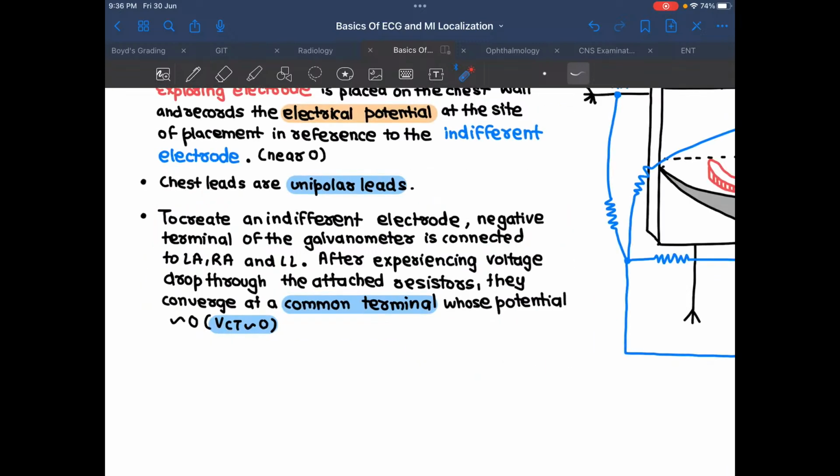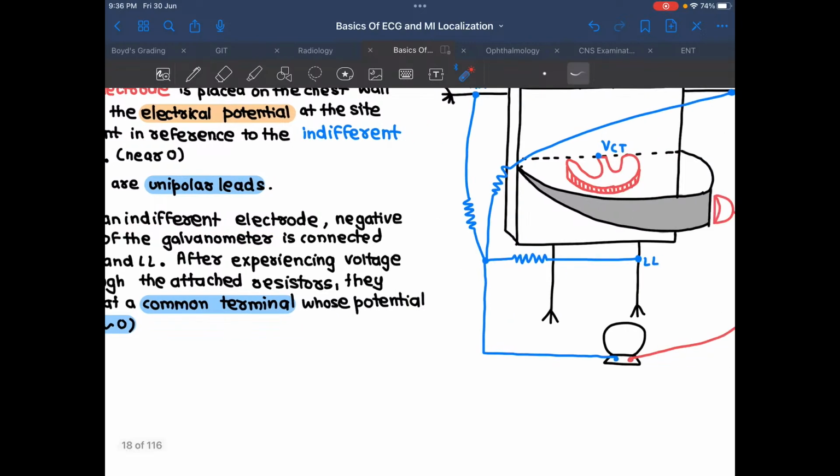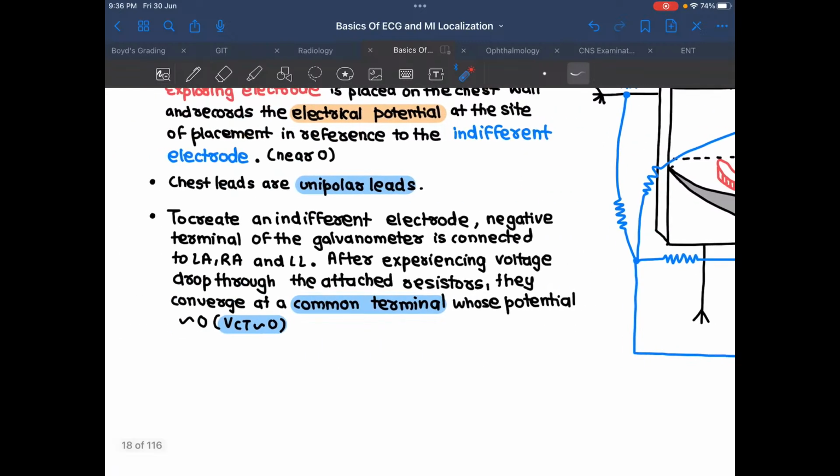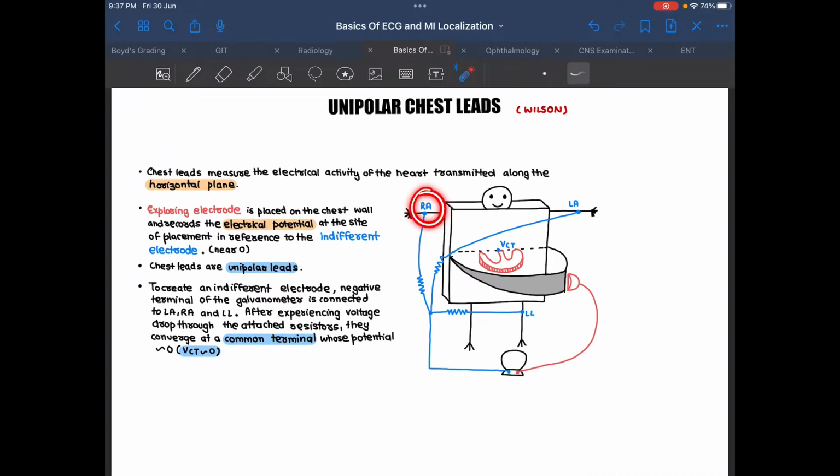उस पोर्शन को हम क्या कहते हैं? That's known as the common terminal. So what is that? To create an indifferent electrode जिसके थ्रू मैं comparison make कर सकूं via this exploring electrode, I'm going to draw an indifferent electrode. How am I going to do that? मैं सारे portions को right arm, left arm, left leg, तीनों को galvanometer से attach कर दूंगा. But just remember, I'm going to attach a very high resistance to it.